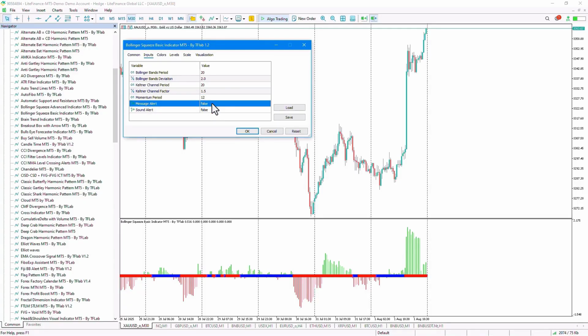In the next two sections, we can enable or disable the alert notification when the Bollinger Band exits the squeeze state. The first input is for enabling alerts as on-screen messages, and in the second input, we can enable or disable the alert notification as a sound here.